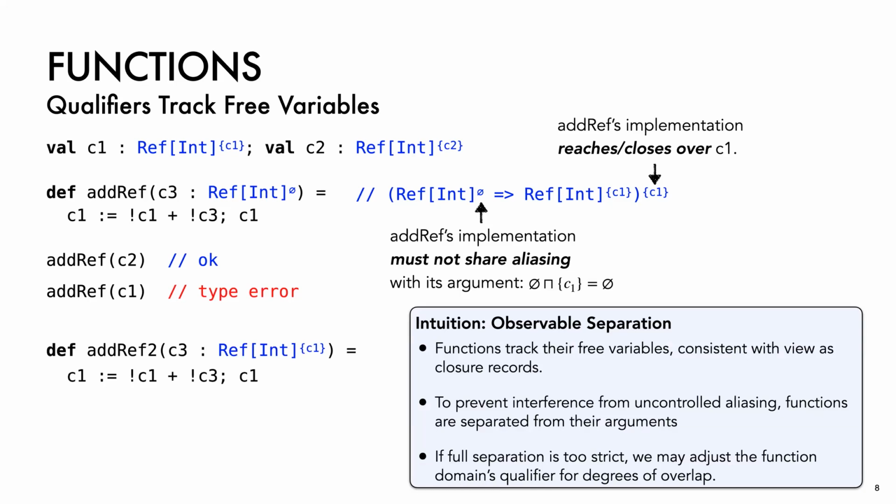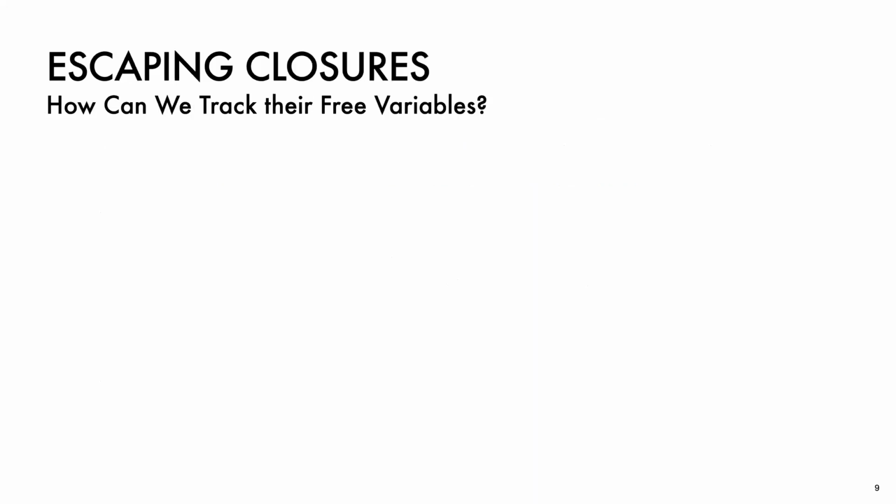For example, this version of addref can be called with C1 without problems. And here, for comparison, we can see the type, and we can see that the qualifier in the domain has changed to C1. Now, the next question is, of course, how can we handle escaping closures and continue tracking their variables when they move across scope? Let us look at these concrete examples.